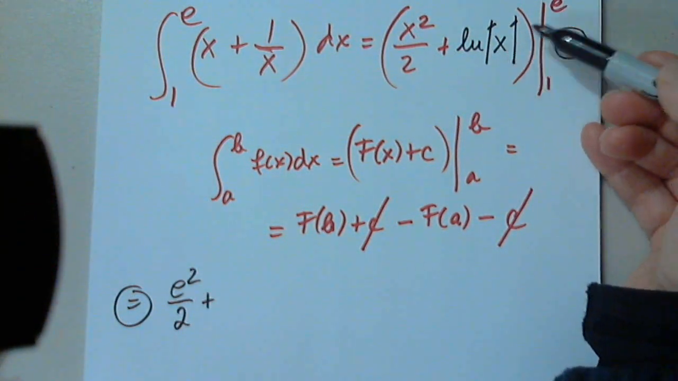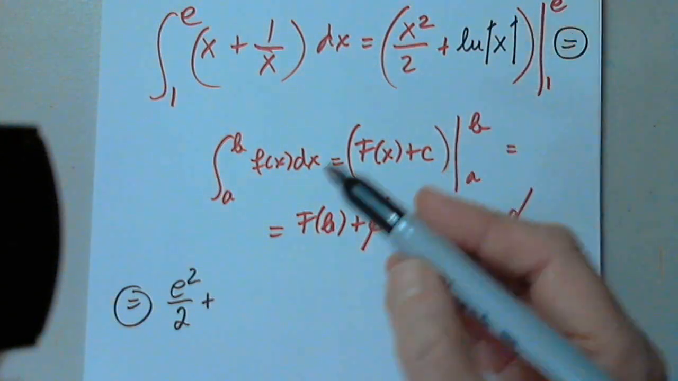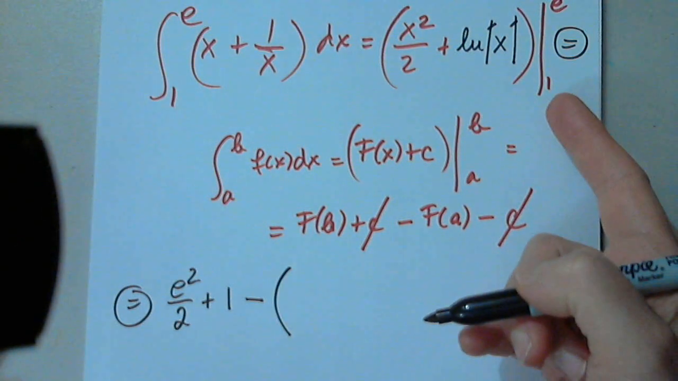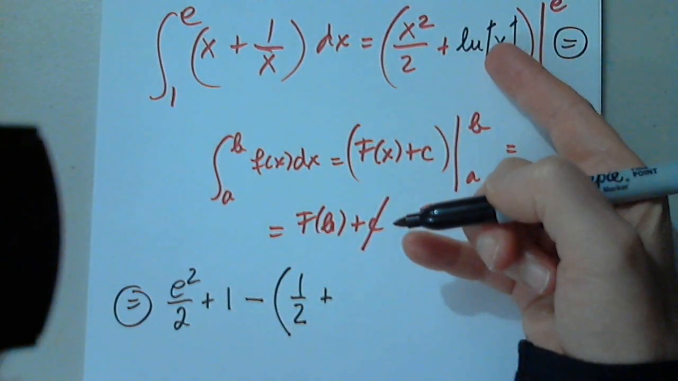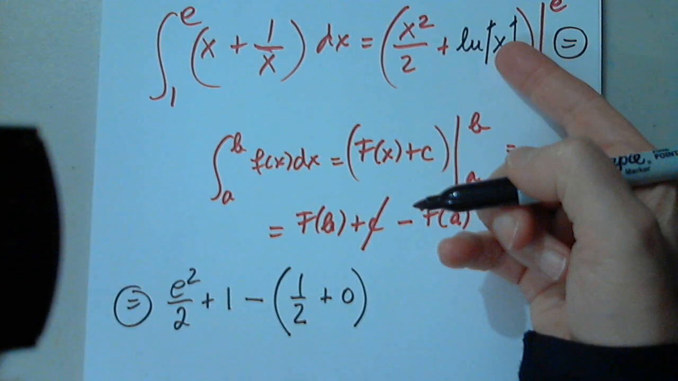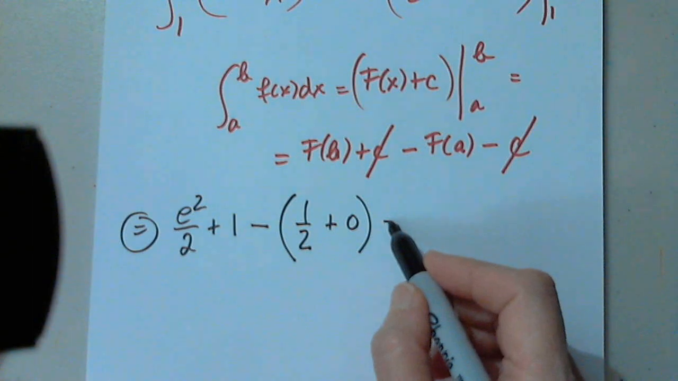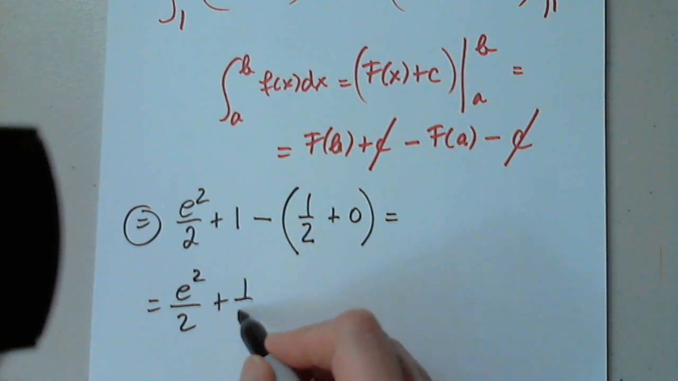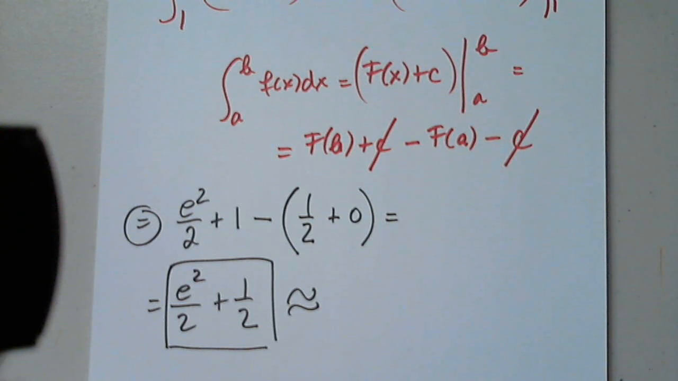Can anyone tell us what is natural log e? What does it equal to when I plug in e in here? 1. Very good. Minus. It's better to put parentheses. When I plug in 1, I get 1/2. Plus, when I plug in 0, how much is natural log 1? Okay, 0. Sorry, I said it before I asked. So then this is e squared over 2 plus 1 minus 1/2 is plus 1/2. And this is it. Yes, you can approximate it if you want to.